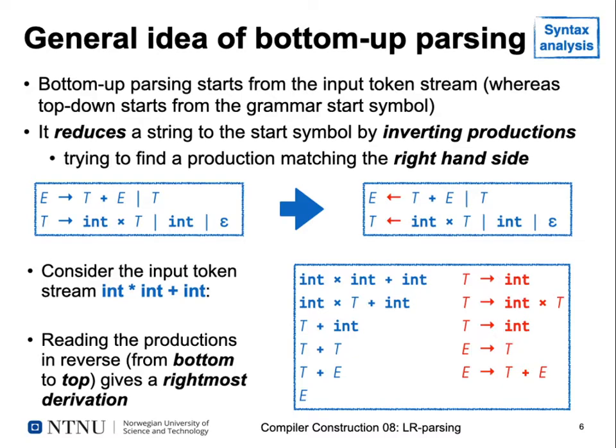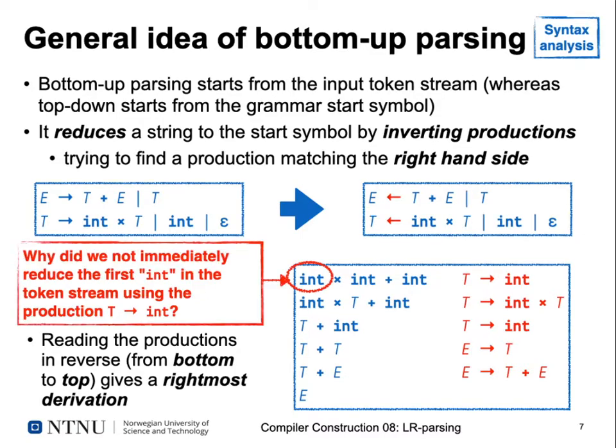Now, one problem we've seen already the last time is when we started looking at that sequence here, we could have already chosen to use a production at the first int we read, because that rule here, int to T, would have matched. So the big question is, why didn't we actually immediately reduce this first int here in the token stream using this production? And this is what we're going to take a closer look at in the following slides.